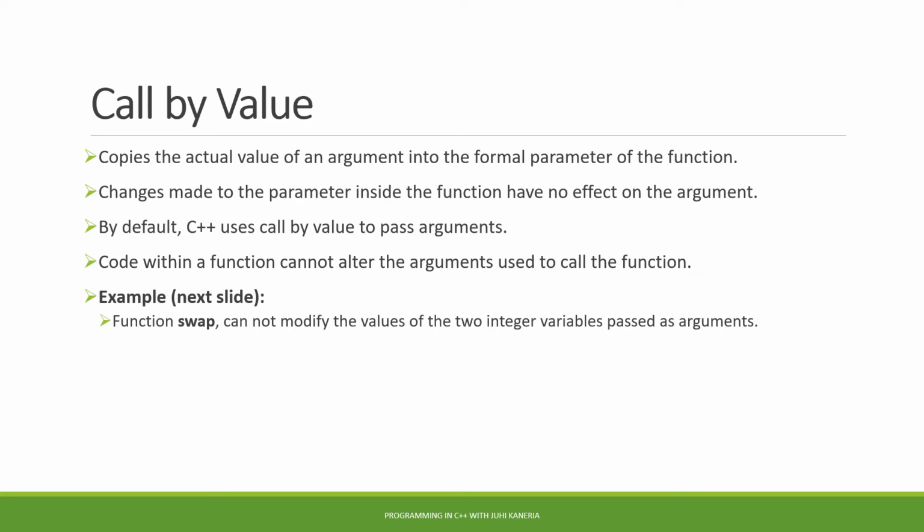Changes made to the parameters inside the function have no effect on the arguments or the parameters of the main function, that is, the change in the formal parameters will not be reflected on the actual values of the parameters. By default, C++ uses call by value to pass arguments. Code within a function cannot alter the arguments used to call the function. Let's see an example.